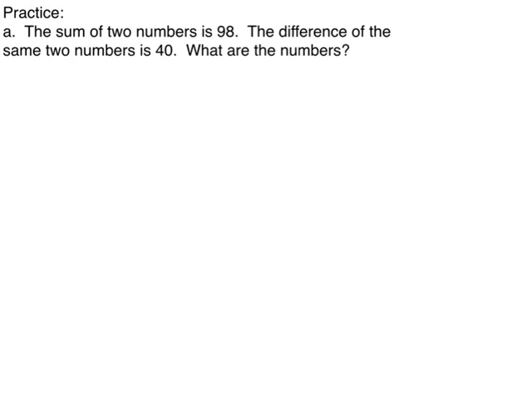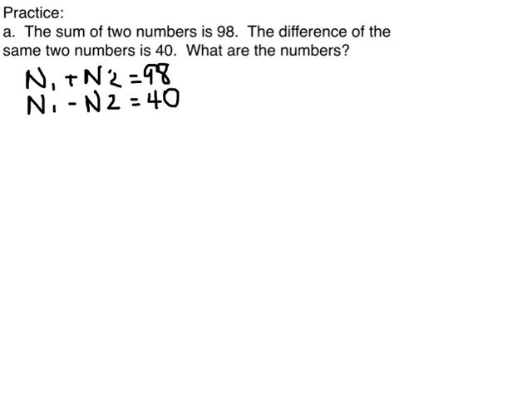So let's do our practice problems. A says that the sum of the two numbers is 98. The difference of the same two numbers is 40. What are the numbers? Okay, so we have two different statements of equality. We have number 1 plus number 2 equals 98. And we have number 1 minus number 2 equals 40.